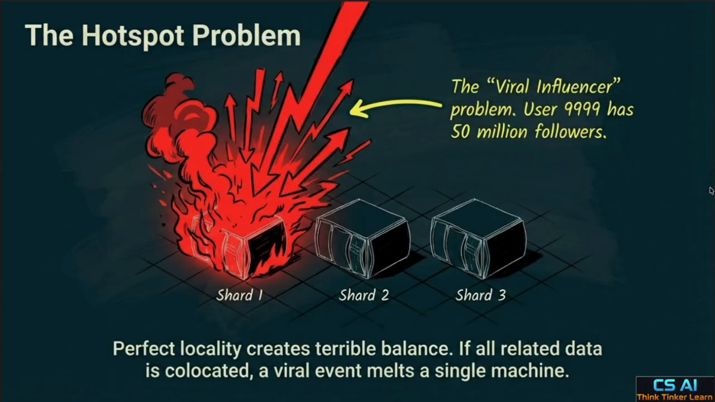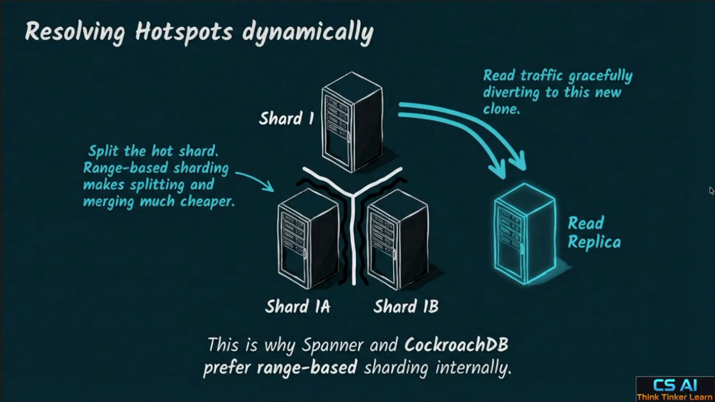However, beware of the hotspot problem. If you co-locate everything perfectly, you create a target for the viral influencer scenario. If one user goes viral and has 50 million followers, that one shard will melt down. Perfect locality can sometimes lead to terrible balance. How do we resolve this?